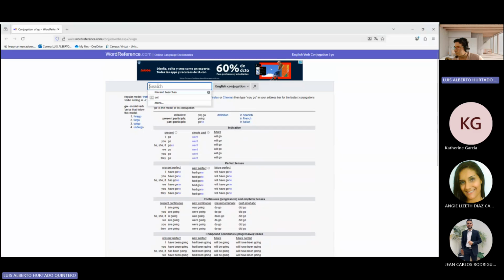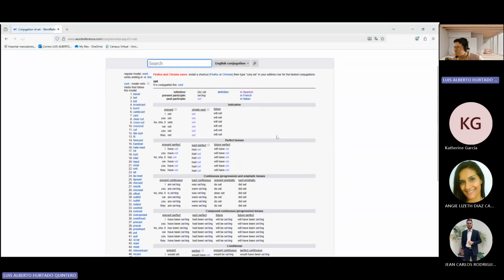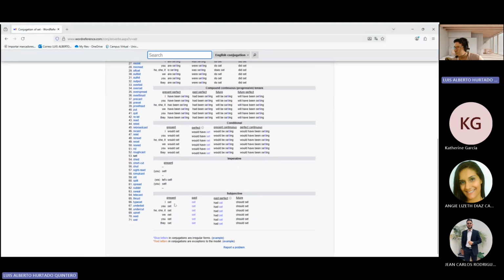But I will use the word set, and as you see here, present is set, past is set, and past perfect would be set. So sometimes you have to read through the context to know if you are talking in the past, or in the future, or in the past perfect.